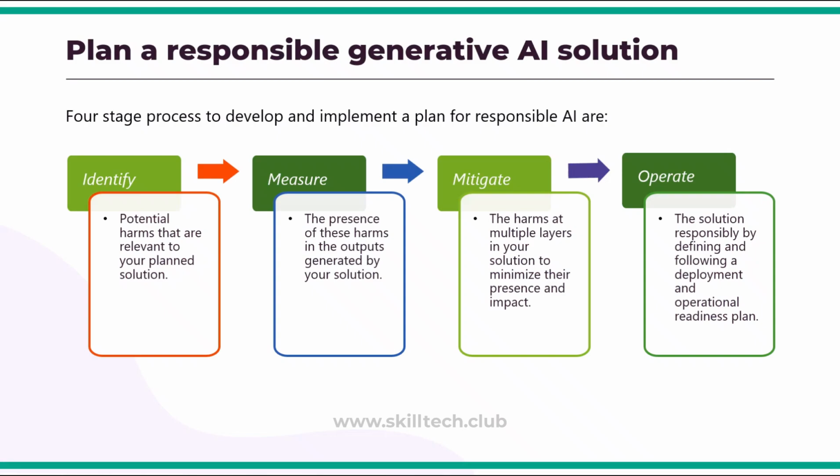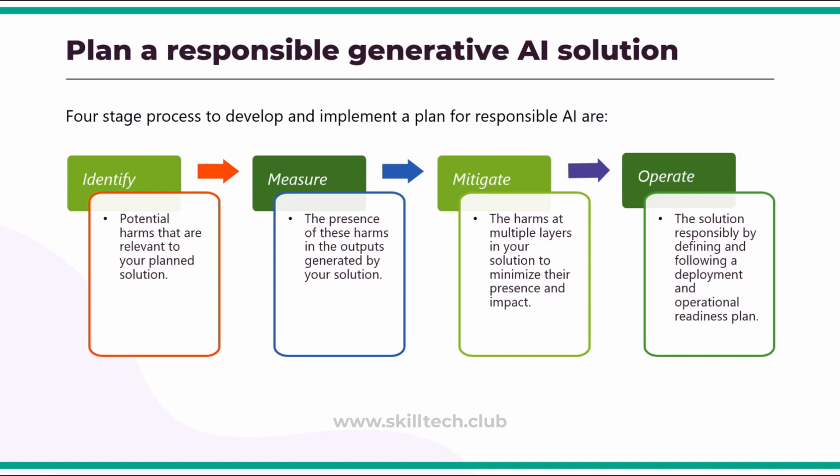In this case, there are 4 stages which you have to understand first. When you're planning for responsible generative AI, the first stage is to identify. Identify potential harms that are relevant to your planned solution. There are chances that when you are developing a generative AI solution, it can be harmful for certain users. You have to identify this kind of thing first.